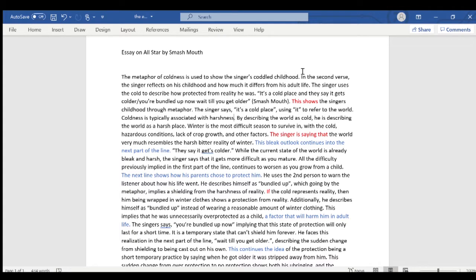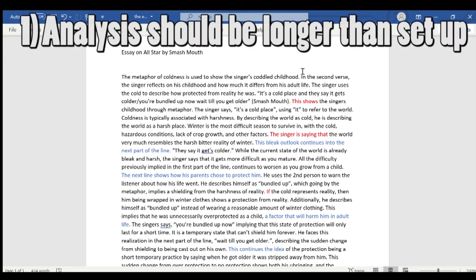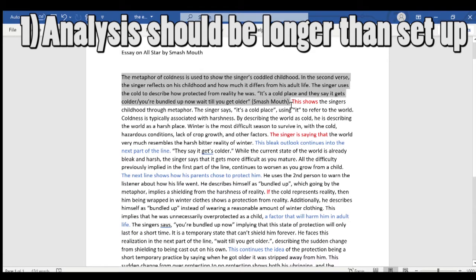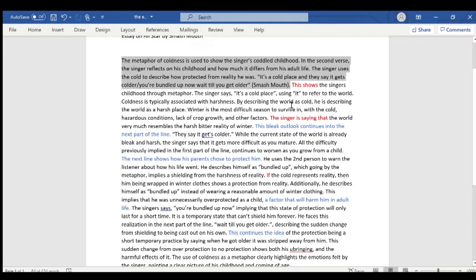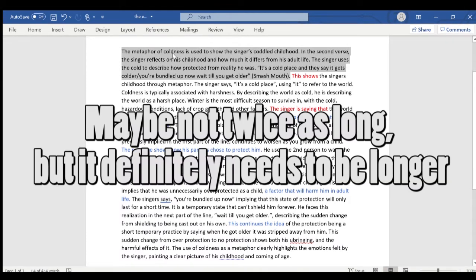Alright, so there are 4 rules you need to remember while writing your analysis. Rule number 1: this stuff here, your context, in-between sentence, quote, claim, all of that is just your setup for your analysis, and because of that, it's really not as important as your analysis. Your analysis is where you're proving all of your points. So, your analysis should be about twice as long as all of this setup here.